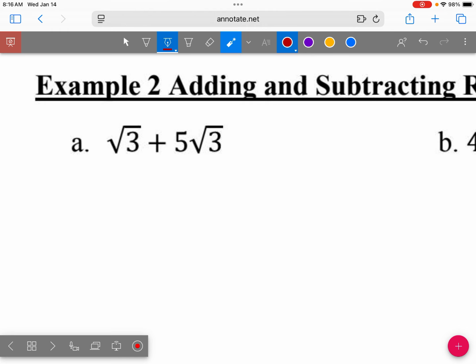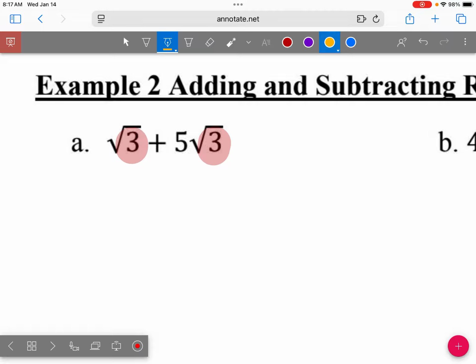Notice that they're both square roots, right? Because you don't see a number in the elbow, that means they're both square roots. And then the number under the radical for both of them is a 3. So that means that these are like terms. So these are like terms.